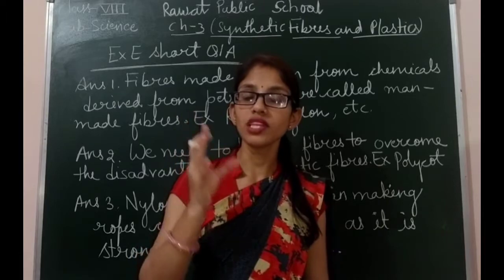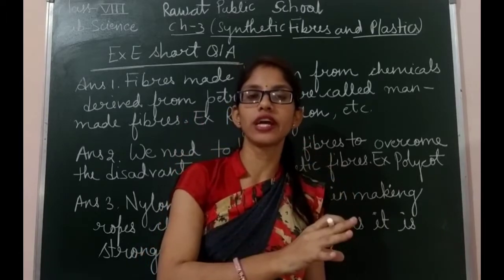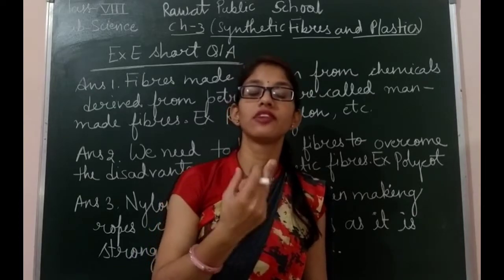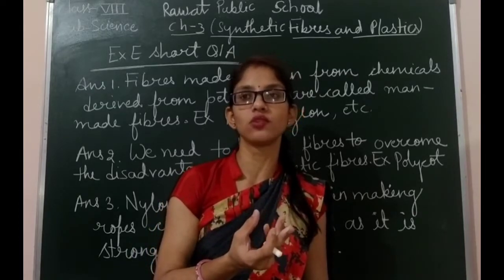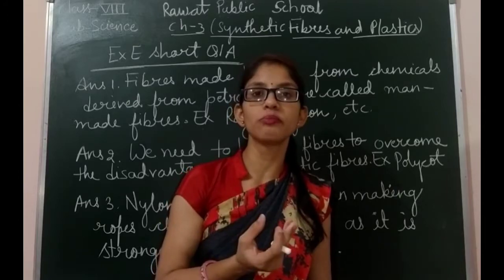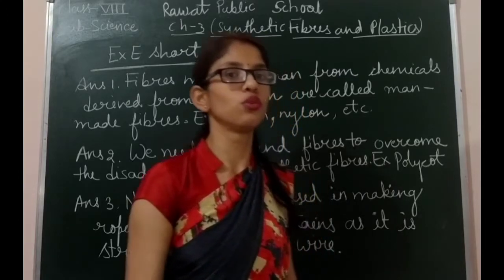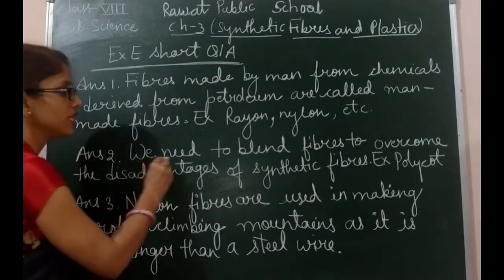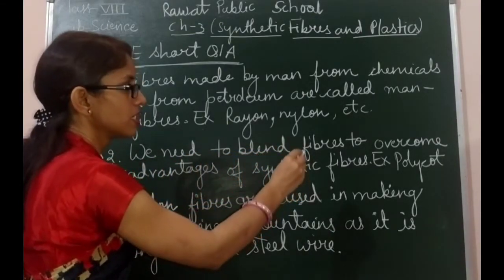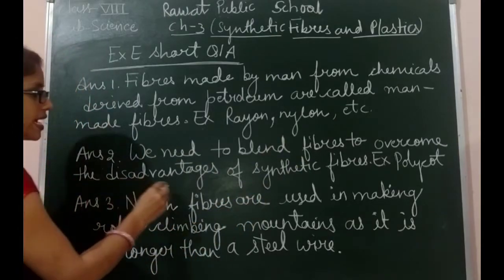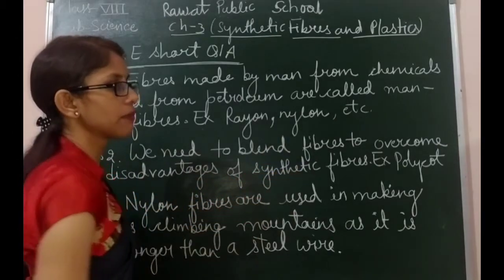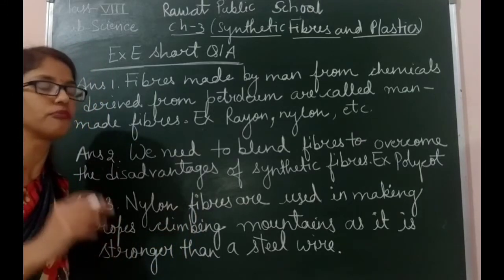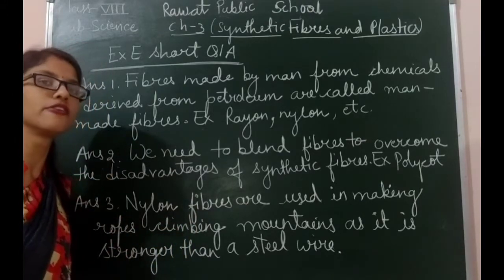Then polyester is blended with wool fiber. Wool is a natural fiber and polyester is an artificial fiber, and they form another blended fiber, known as polywool, and it is used to make carpets. So let's see the answer of this question number 2. Answer 2 is, we need to blend fibers to overcome the disadvantages of synthetic fibers, and an example is polycot. It is formed by blending of polyester with cotton fiber.